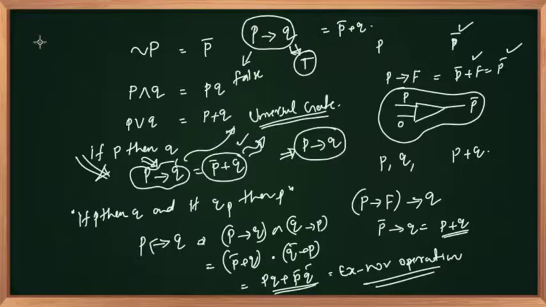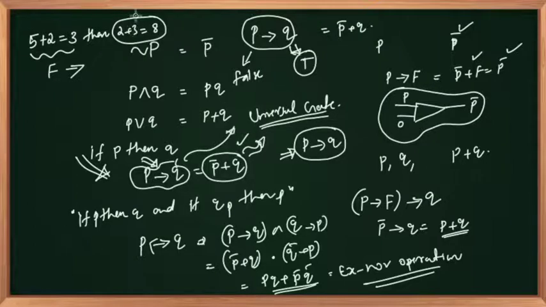So if someone tells you, for example, if 5 plus 2 is equal to 3, then 2 plus 3 is equal to 8. If you see that 5 plus 2 is equal to 3, this is always false. Then false implies whatever here, it will be immaterial, whatever value is here, whether true or false. If I say if 5 plus 2 is equal to 3, then 2 plus 3 is equal to 8.